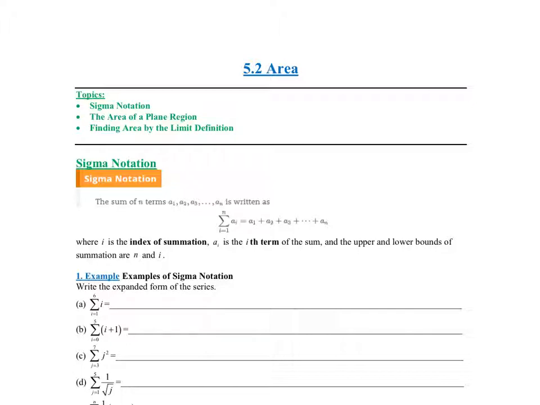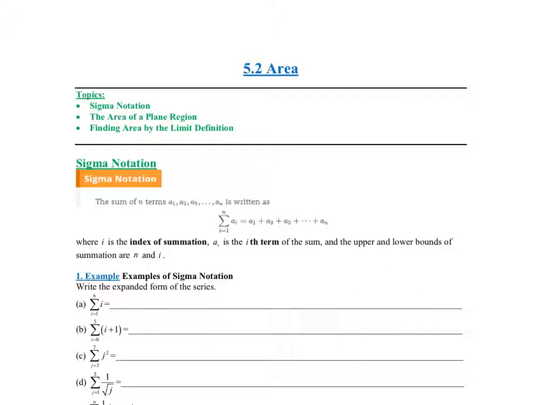So when we're using this sigma notation, I want you to get used to it. I want you to see how limits tie to derivatives, tie to antiderivatives, and all of this ties to area. And that's what section 5.2 is about. Let's learn the notation, and let's draw things together to see how things work. So we're going to look at sigma notation, we're going to look at the area of a plane region, and then we're going to find the area by using the limit definition. So let's start off right here.